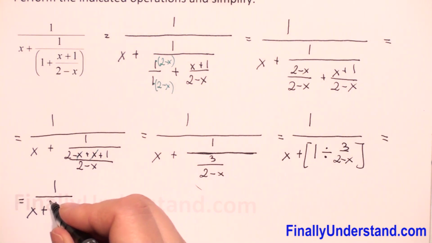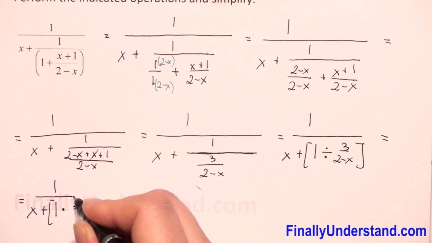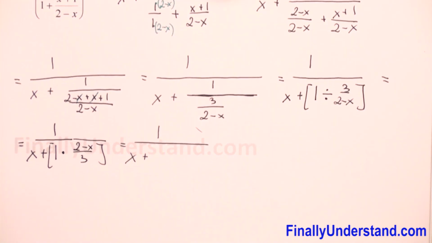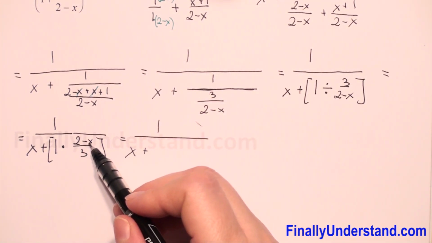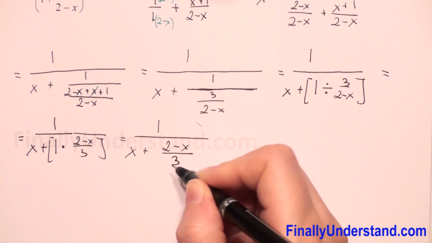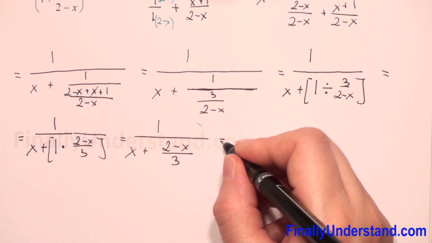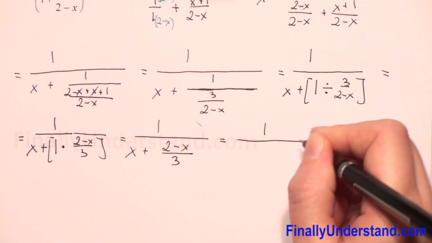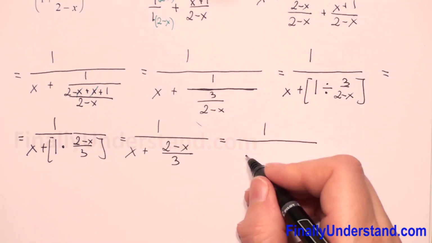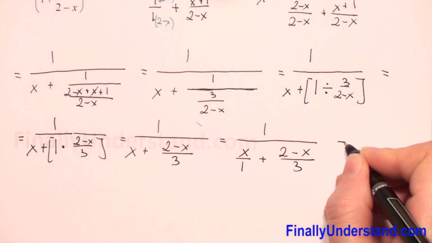So we have 1 times 2 minus x over 3, brackets. So this is equal to 1 over x plus 1 times 2 minus x, which will be 2 minus x over 3. It doesn't change anything when I multiply a fraction by 1. So this is equal, now we have to copy the numerator and denominator to add these two expressions because we have fractions, so I have to change x to a fraction, so it will be x over 1 plus 2 minus x over 3.